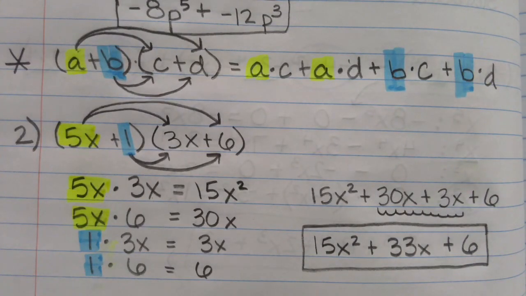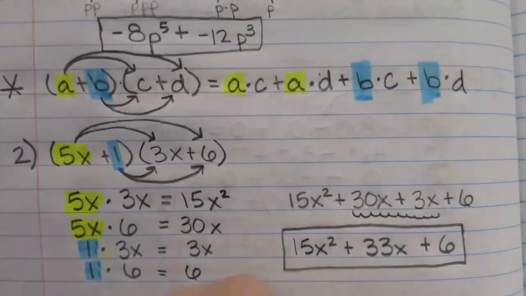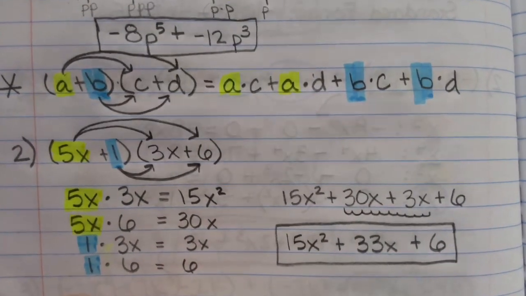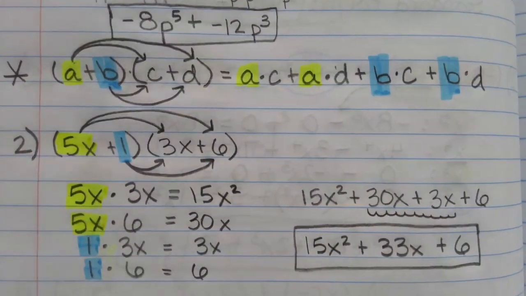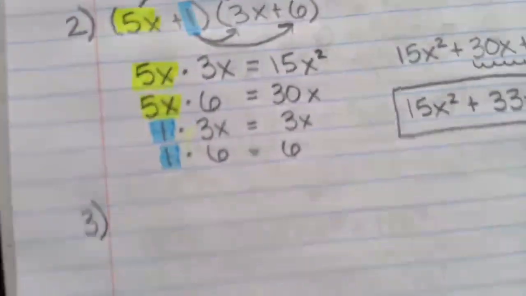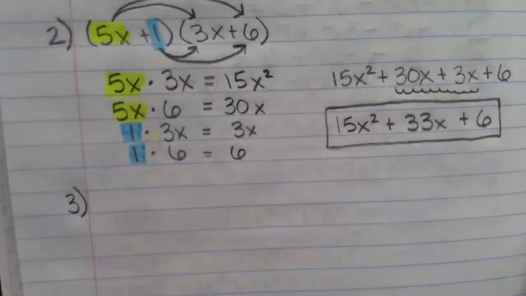We have one more problem. We're going to step it up a notch. You guys ready? Woo! Number 3. Number 3 makes me want to cry a little bit, and that's why we're going to learn another way to multiply later this week. I don't know if we're going to do it tomorrow, or the next day. I haven't decided yet.